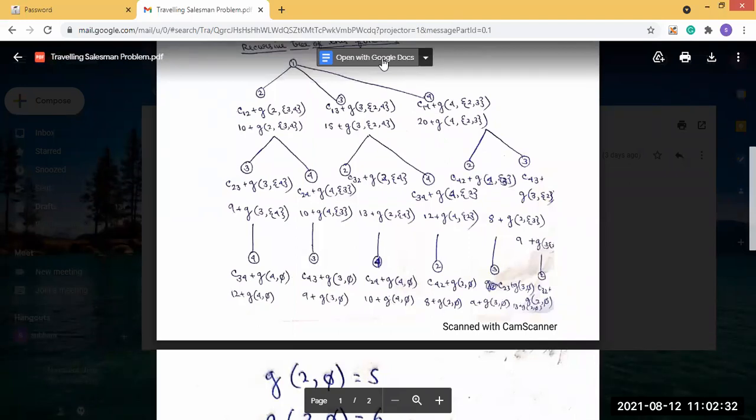So according to this, we have to put the values and we will choose the minimum value. Mainly, we have to choose the minimum values for substitution purposes. Okay, so this is all about our traveling salesman problem.